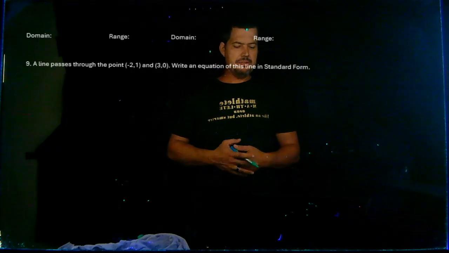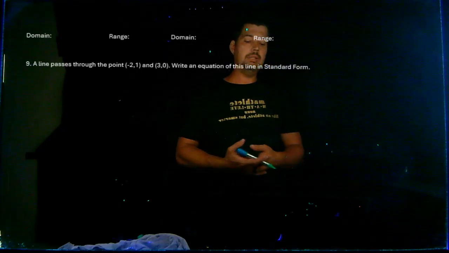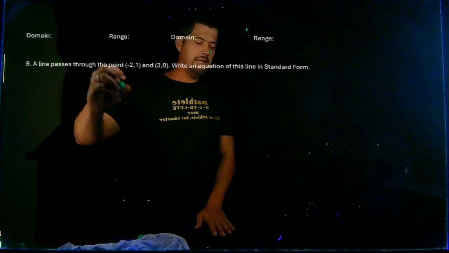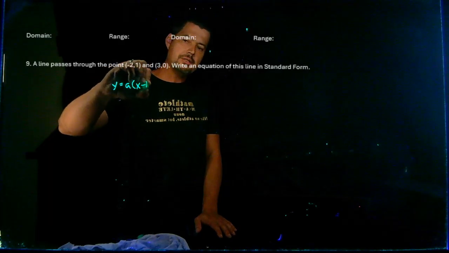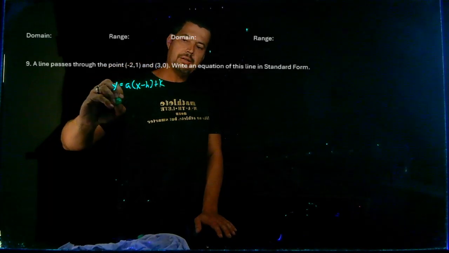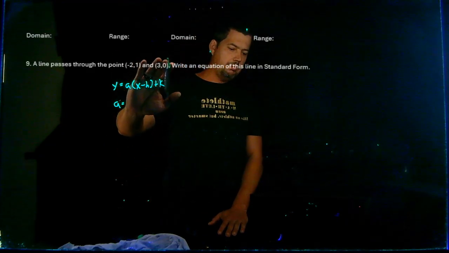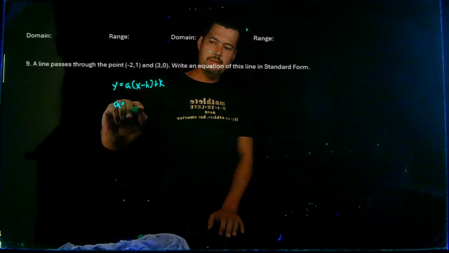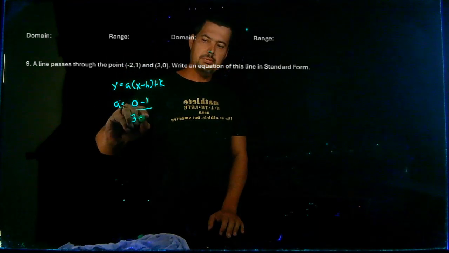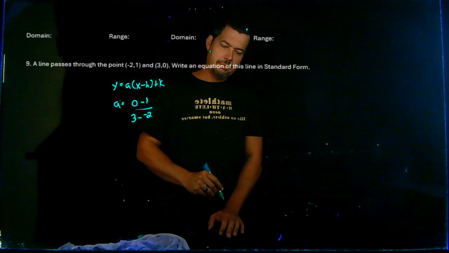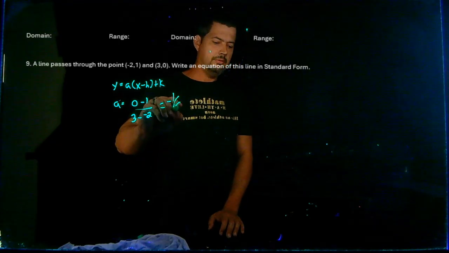A line passes through the points negative 2, 1 and 3, 0. Write an equation of this line in standard form. Okay, so first things first, I'm going to use this form right here to write an equation of the line: a times x minus h, plus k. I need to figure out what a is. A is my slope. I'm going to work right to left: 0 minus 1, over 3 minus a negative 2. That's y minus y over x minus x. And I get negative 1/5.